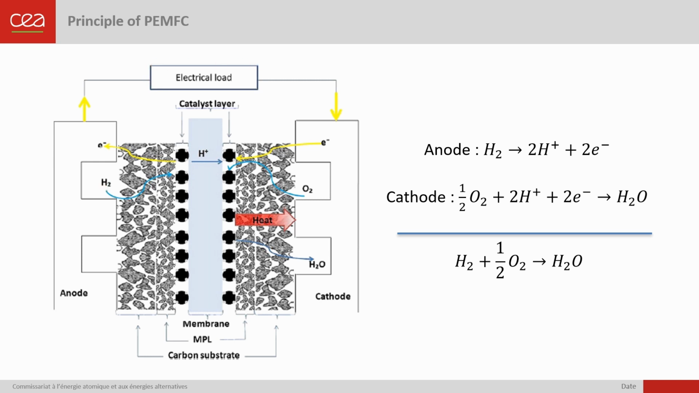On both sides, hydrogen and oxygen come from bipolar plates here, and on both sides they must go through the GDL, the gas diffusion layer, before reaching the catalyst layer. My work is to characterize this part, the gas diffusion layer, which is composed of a carbon substrate, and sometimes we add an MPL, a microporous layer, sandwiched between the carbon substrate and the catalyst layer.